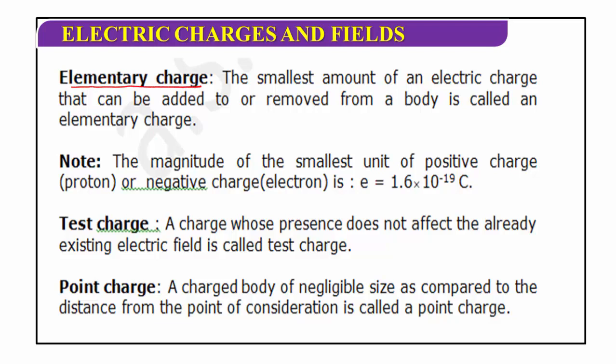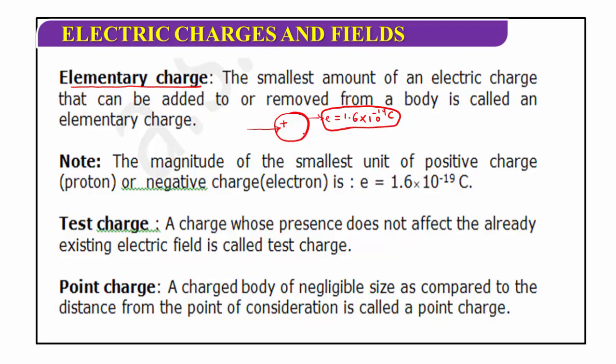The smallest amount of an electric charge that can be added to or removed from a body is called elementary charge. Now I consider this is a small body. The smallest amount of an electric charge, e, is equal to 1.6 into 10 to the power of minus 19 coulomb. This is the smallest possible value of charge added to the body. This is called elementary charge, or the smallest amount of an electric charge that can be removed from the body.